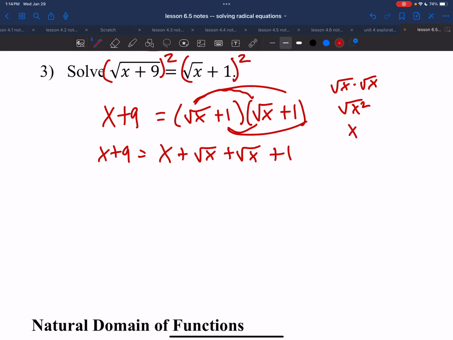Now notice on both sides, I've got x's. So I'm going to get rid of those. And I'm also going to minus 1 from the 9, just because. So this gets me 8 equals, and then the 2 root x's here, that's literally 2 root x. There's 2 of them. So it's 2 times square root x.